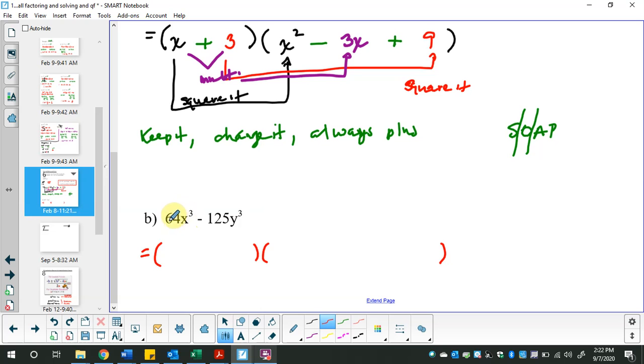So if I take the cube root of 64, I have to figure out what number times itself 3 times is 64. That's a 4. Cube root of x cubed is x. I like taking that and squaring both of them right away before it clogs my brain. Cube root of 125, cube root of y cubed. I like to take that and square both of them before I clog my brain. And then multiply them together, so 4 times 5, x times y. And just for fun, a color change. Keep it, change it, always plus.